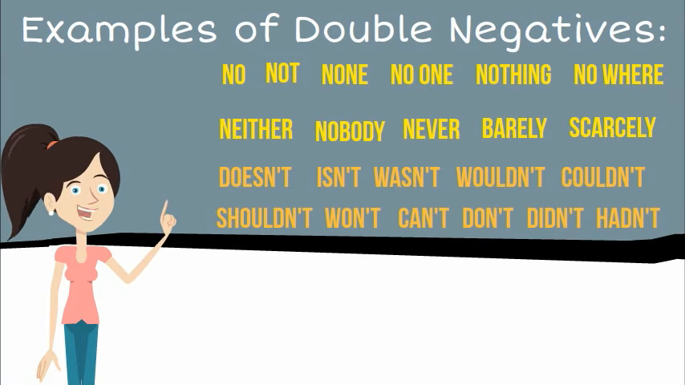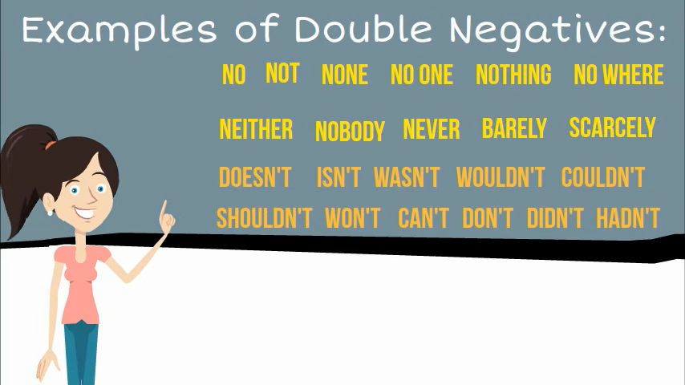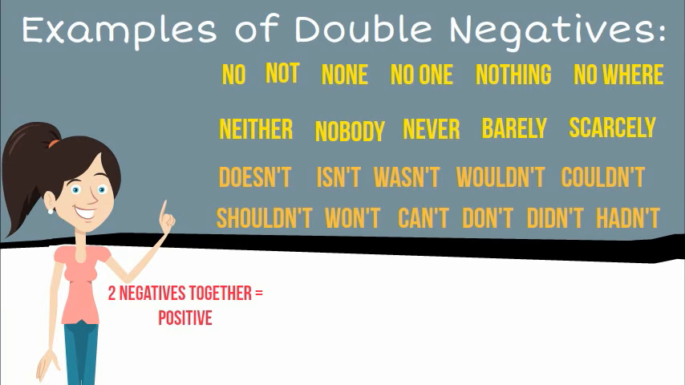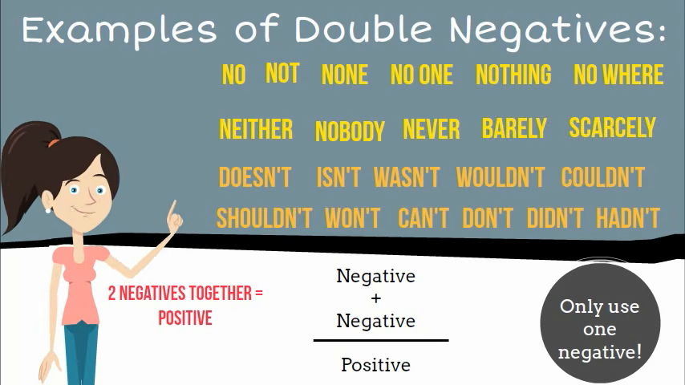If any two of the above words are combined in the same idea, the sentence will be positive, the opposite of what you intended. So negative plus negative equals positive. So only use one negative word in a sentence when you want to say that something is negative.